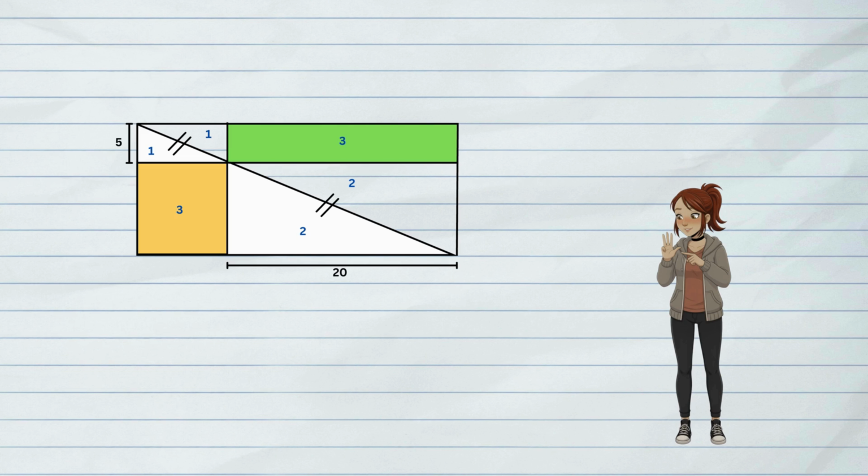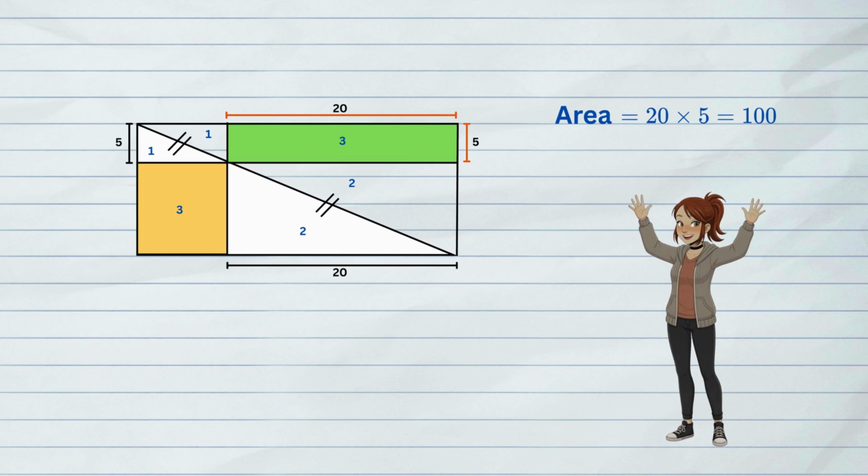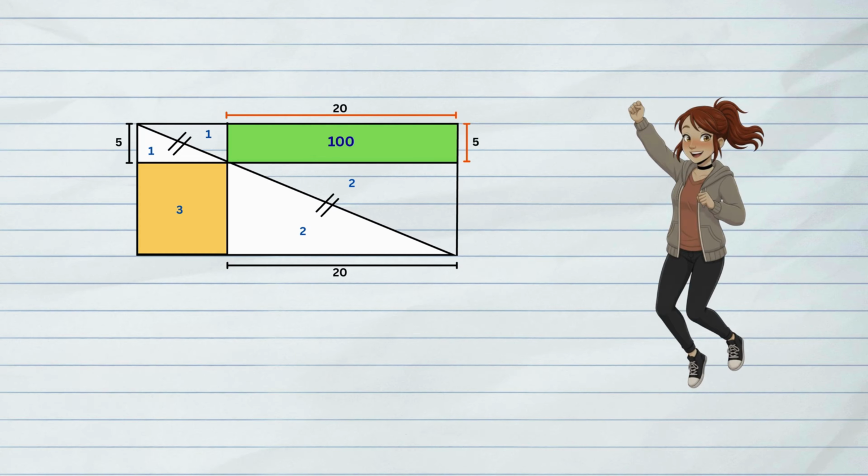So what's the area of that rectangle? Its width is 20, its height is 5. Rectangle area is base times height, so that's 20 times 5 equals 100. And since the square's area equals the rectangle's area, the square's area is also 100. So without solving a single equation, we still get the same answer. The area of the square is 100.